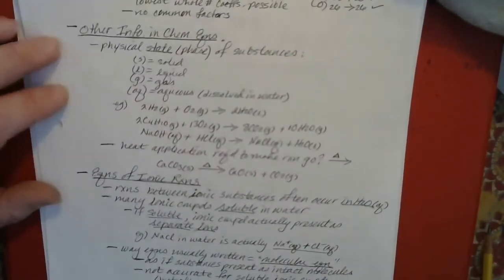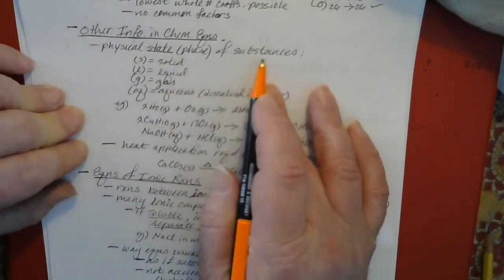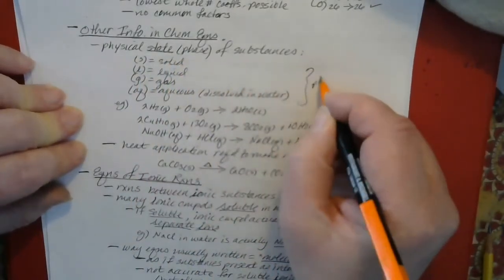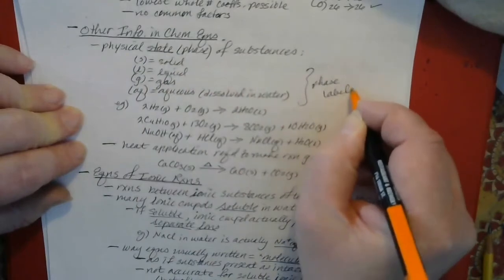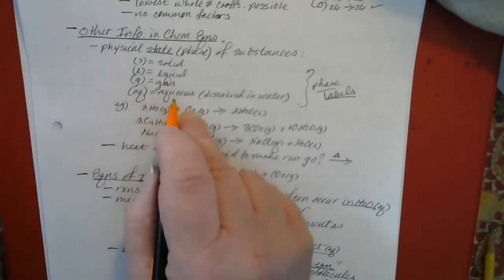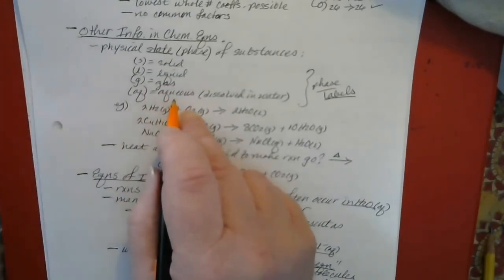Okay, there's other information that we can convey in a chemical reaction. Things like the physical state, we've already seen this to some extent. The physical state or phase of chemical substances. These are also known as phase labels, and that's the little S in parentheses for a solid, or L in parentheses for liquid, or G in parentheses for a gas, or AQ in parentheses if the substance is dissolved in water. That stands for aqueous, which means dissolved in water. And those would be like little subscripts that follow the formulas for the compounds.